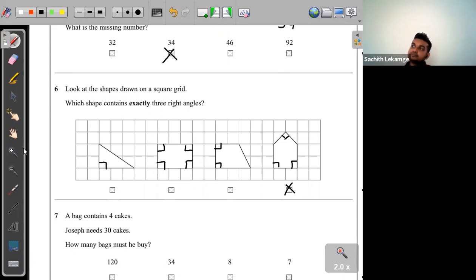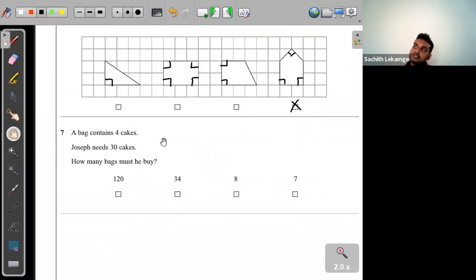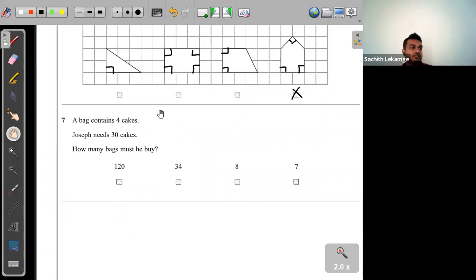Okay, question number 7. The bag contains 4 kx. Joseph needs 30 kx. How many bags must he buy? So he has to buy one whole bag. For 30 kx, how many bags? If you divide 30 by 4, 4 sevens are 28, two remaining. If you put the decimal point, you need 7.5 bags, but we can't buy half bags, which means we have to buy another full bag. Simple like that.